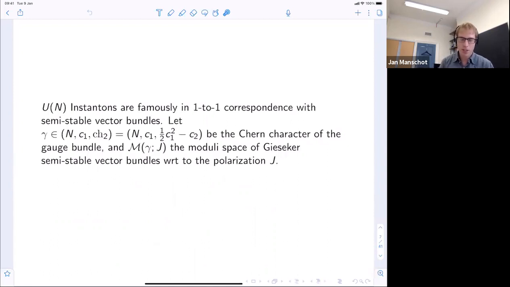Let us introduce some notation. I use this gamma for the Chern character, or a vector of the rank N, and then the first Chern class C1 and the Chern character ch2, which is 1/2 C1 squared minus the second Chern class C2. And we can consider the moduli space or moduli stack of semi-stable vector bundles with respect to some polarization J. Okay, so I will kind of skip over issues like singularities, but yeah, these are well discussed in the literature.